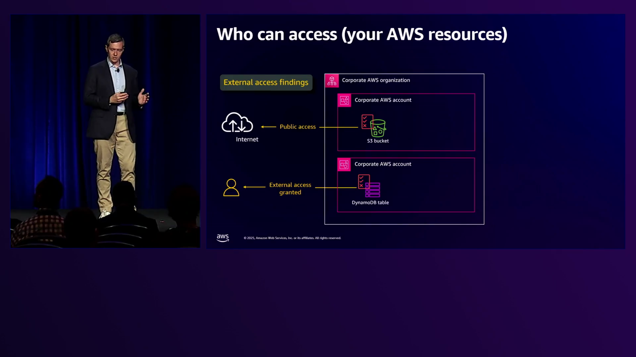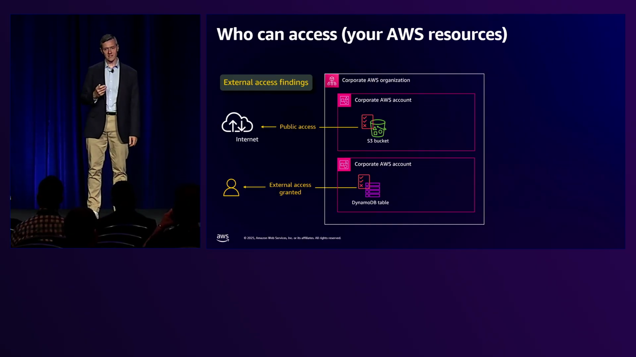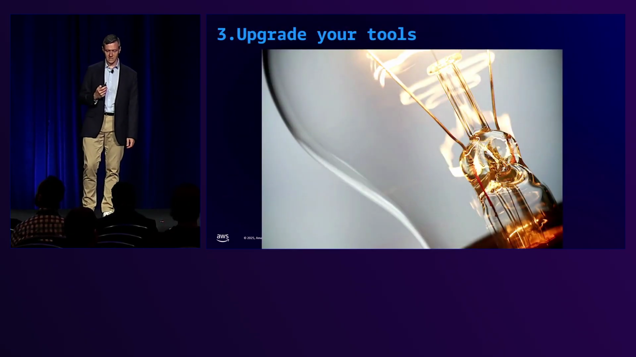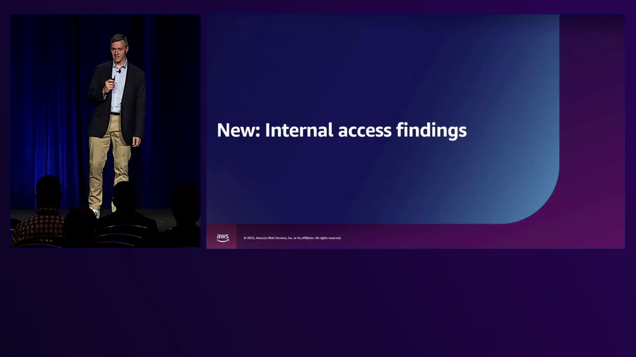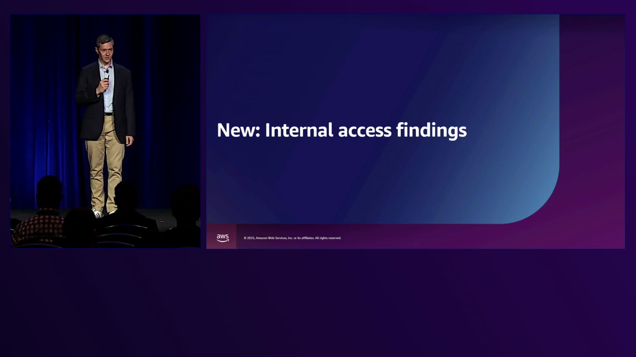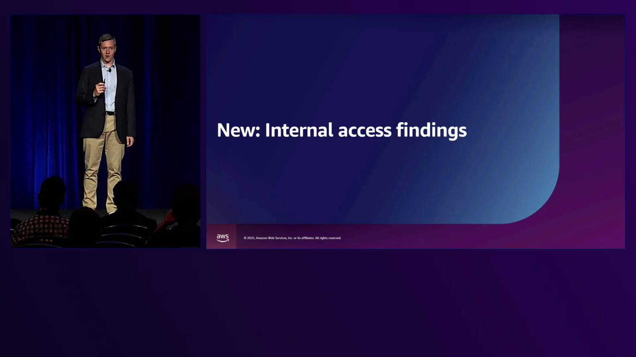So if we go back to the original mission, trying to understand who has access to your AWS resources, external access findings are great, but they can only answer part of the question. The other part of the question is, well, what about access within my organization? In order to get that information, we need additional tools. And as I mentioned at the beginning, yesterday we were very excited to announce that now we have internal access findings, which is a brand new feature that is specifically targeted at your critical resources.